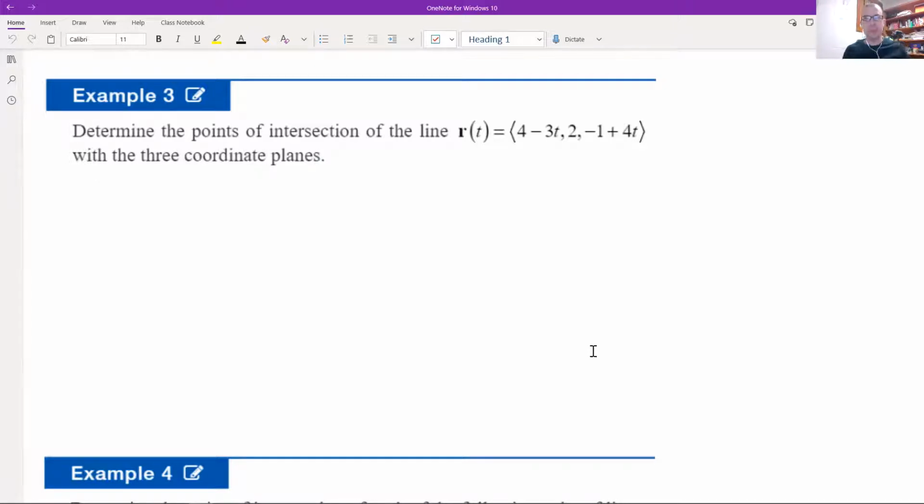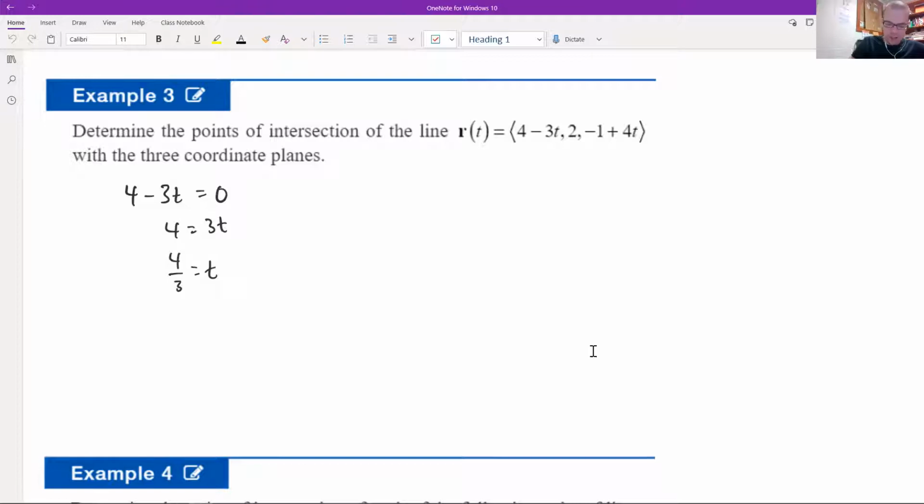In order to do that, we're going to make some things 0. So to intersect the YZ plane, we would set the x value equal to 0. So the x value of that line is 4 minus 3t. And if we solve for t, we'd have 4 equals 3t, and then 4/3 equals t. So this is where it would intersect the YZ plane.